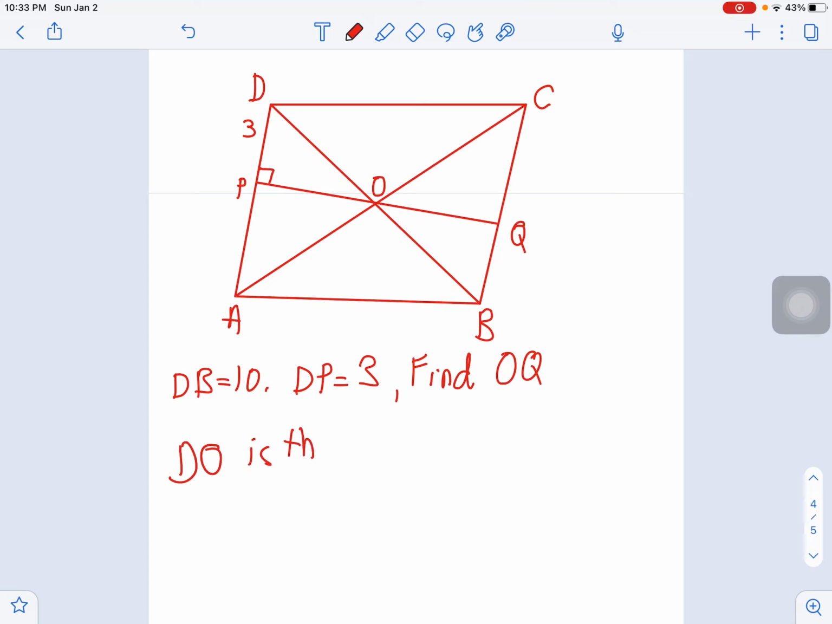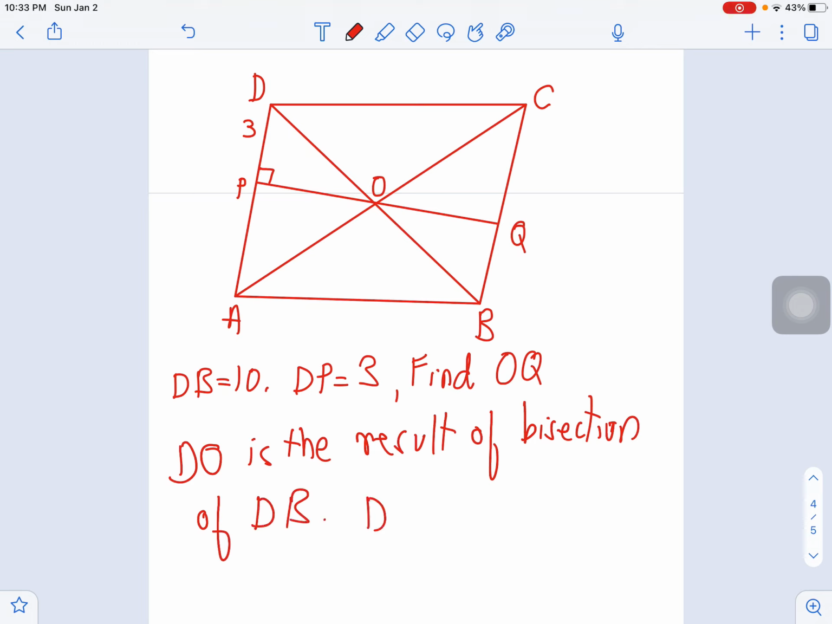is the result of bisection of DB. That being so, DO becomes half of DB, which is therefore 5 units. So now we found DO to be 5 units. It's a right triangle, and therefore PO becomes 4 units.